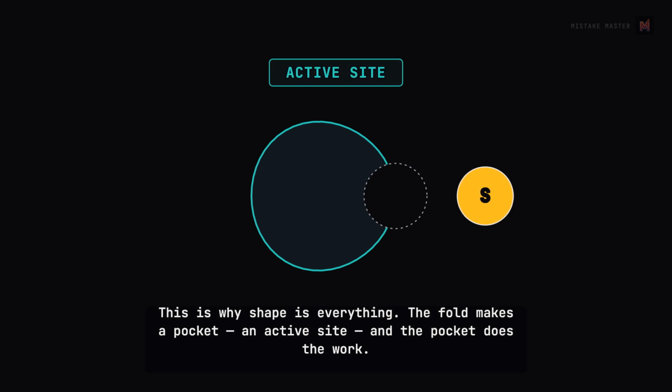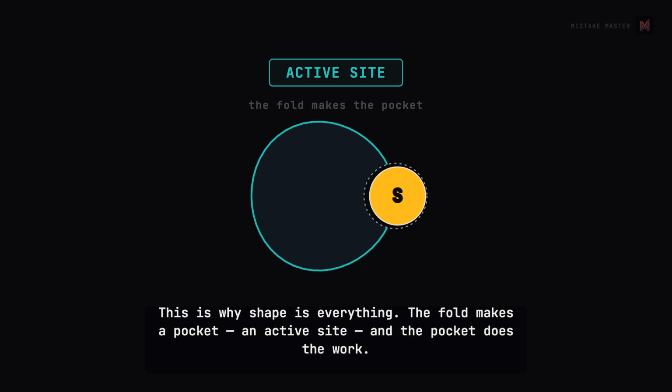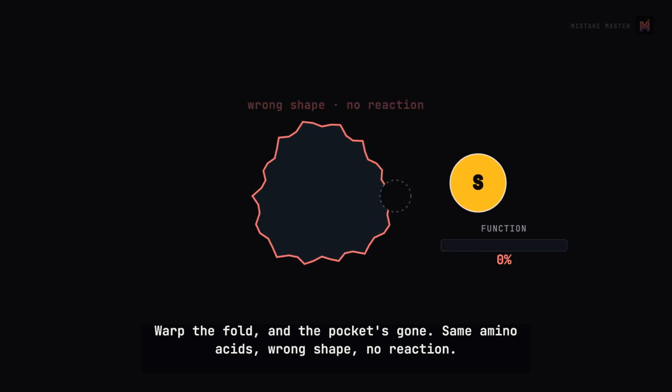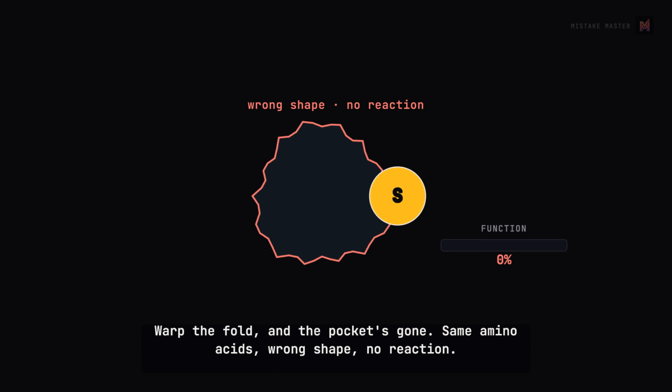This is why shape is everything. The fold makes a pocket, an active site, and the pocket does the work. Warp the fold, and the pocket's gone. Same amino acids, wrong shape, no reaction.